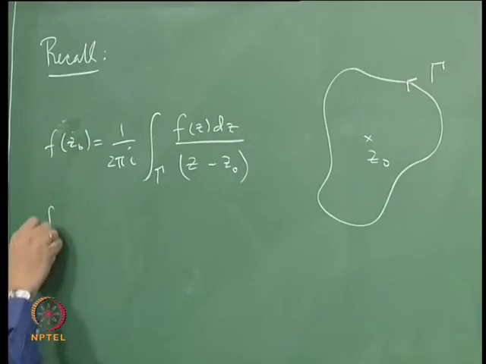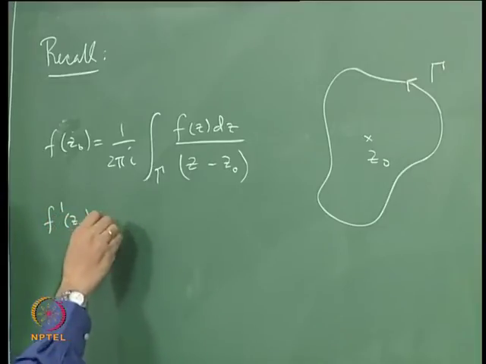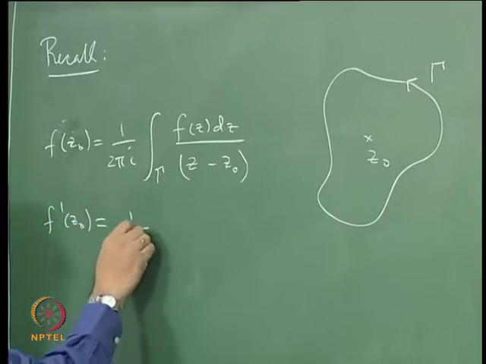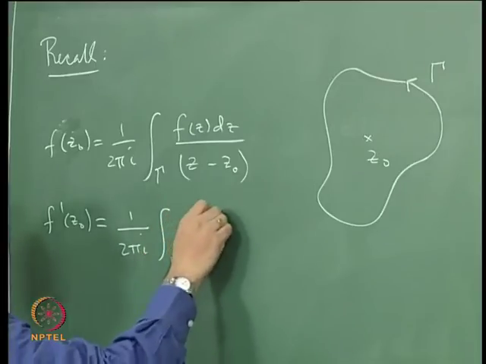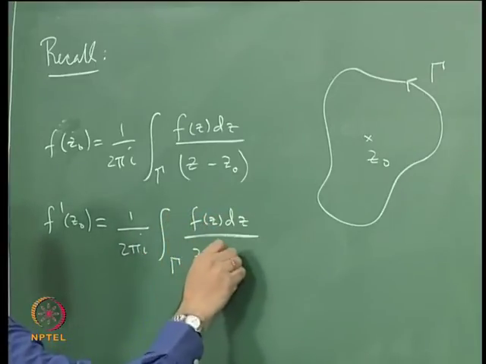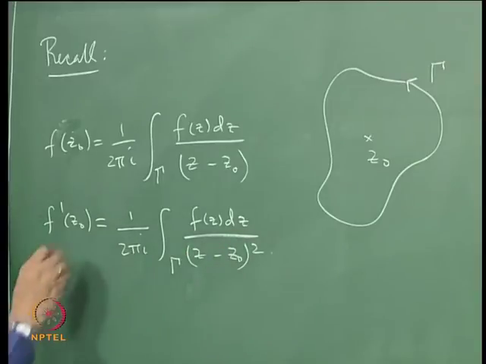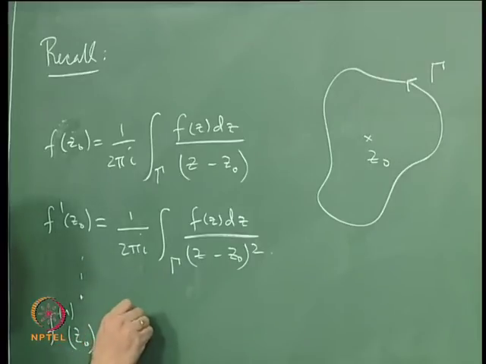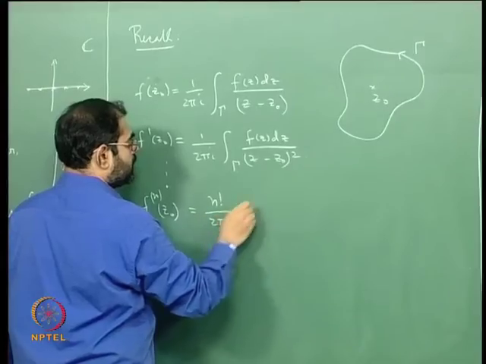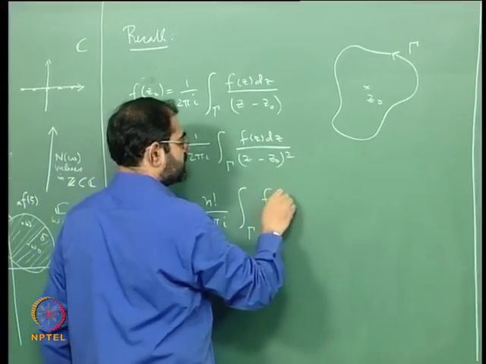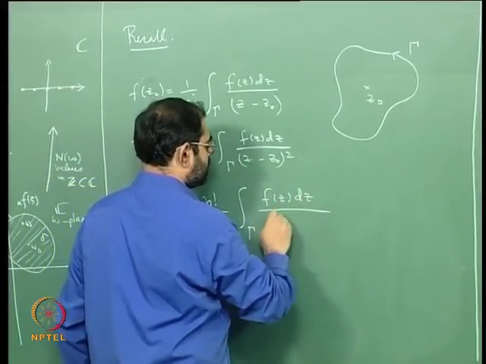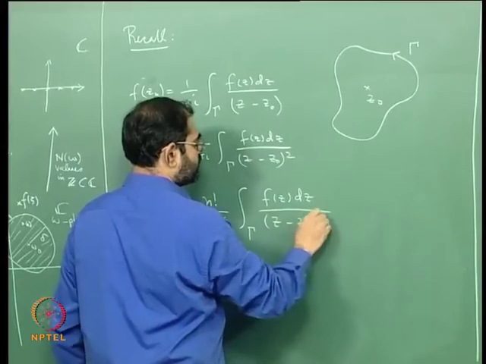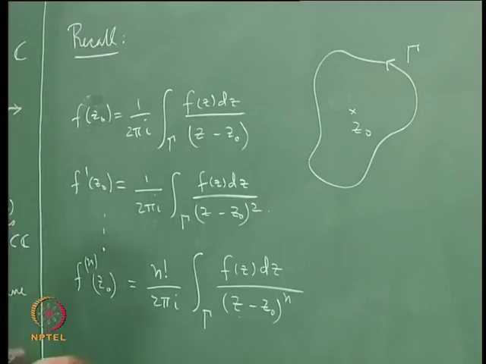Then if you calculate f dash of z naught, you will get 1 by 2 pi i integral over gamma f of z dz by z minus z naught the whole squared, and more generally you will get f^(n) of z naught is equal to n factorial by 2 pi i integral over gamma f of z dz by z minus z naught to the power of n plus 1. This is, more generally, your Cauchy integral formula.